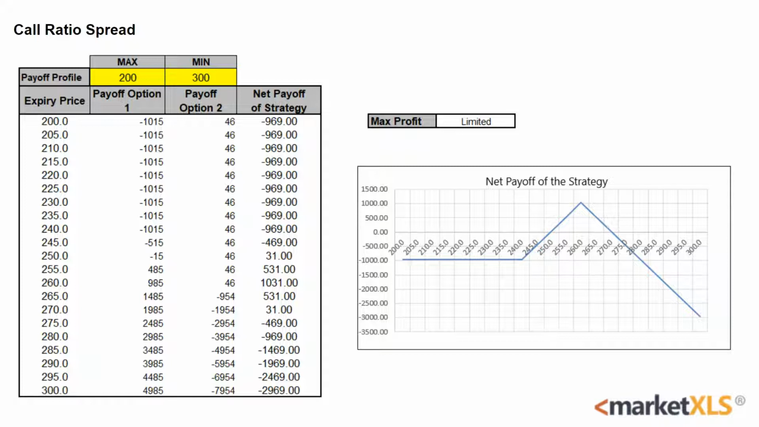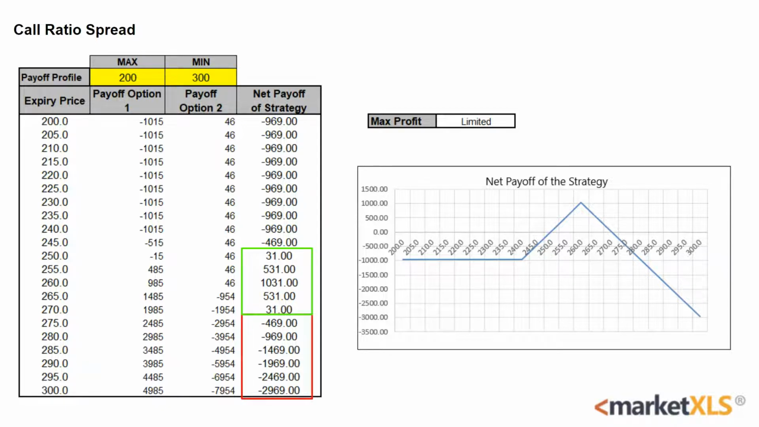Maximum gain for the call ratio spread is limited and is made when the underlying stock price at expiration is at the strike price of the option sold. At this price, both the written calls expire worthless while the long call expires in the money as shown by the green box. Maximum loss is unlimited and occurs when the stock price makes a strong move to the upside beyond the upper break-even point, and this is shown by the red box.